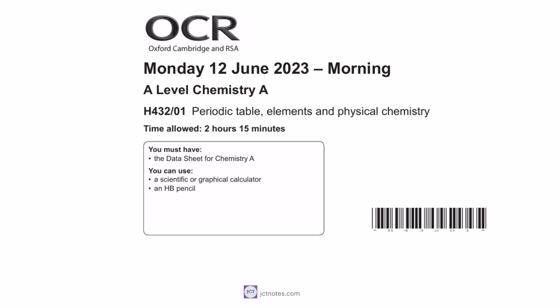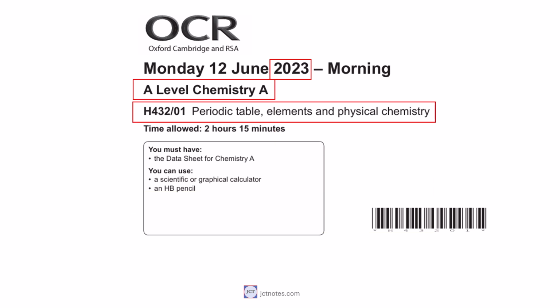Hello. I'm going to go through the OCR 2023, A Level Chemistry, Paper 1, Periodic Table, Elements and Physical Chemistry.